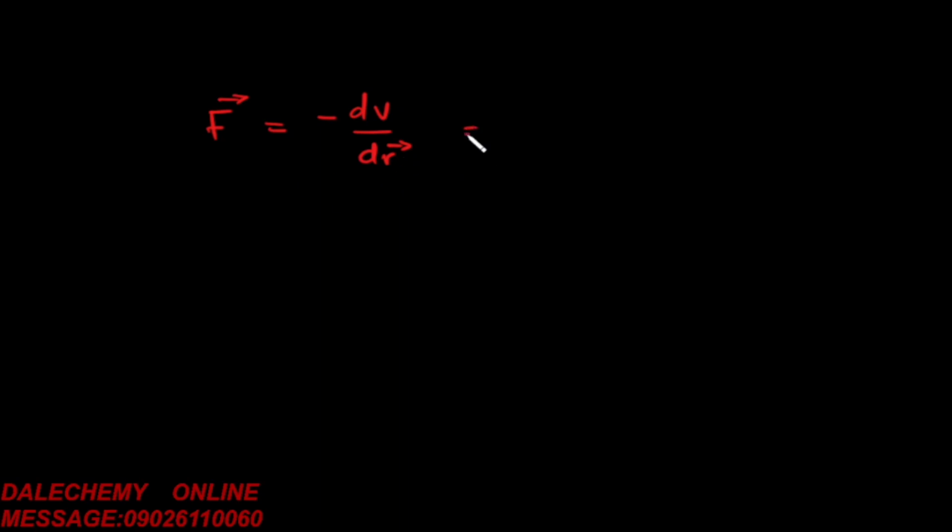So it's going to be minus, in brackets, i d/dx of V plus j d/dy of V plus k d/dz of V. So that is how you find your force. So you have to find for i, j, and k. So it's going to be minus, so you have to find for that.